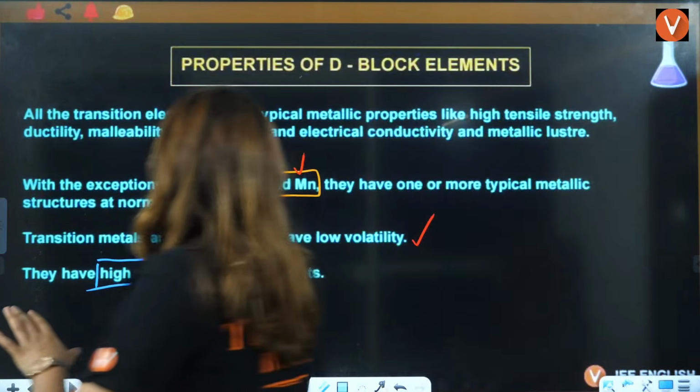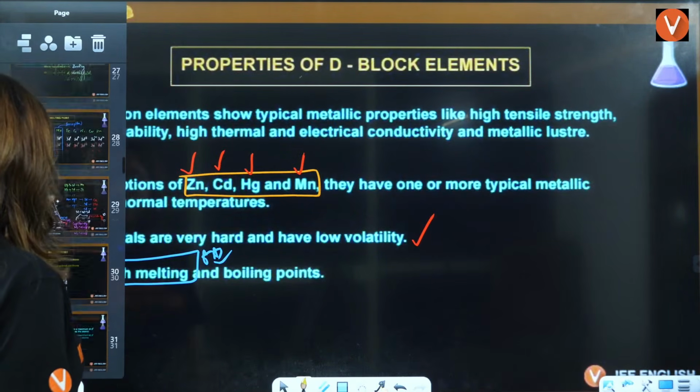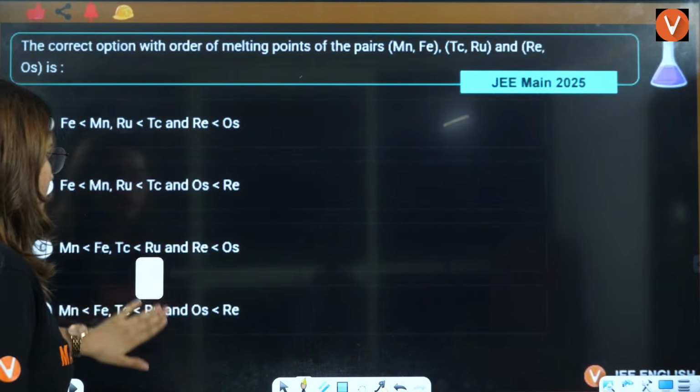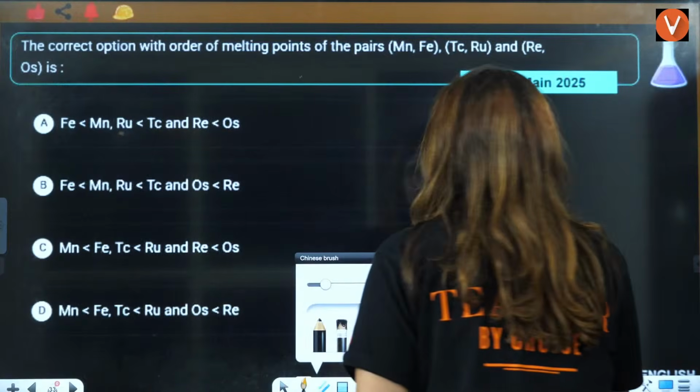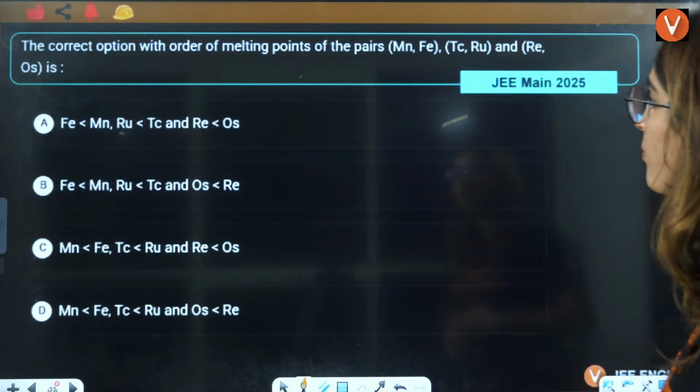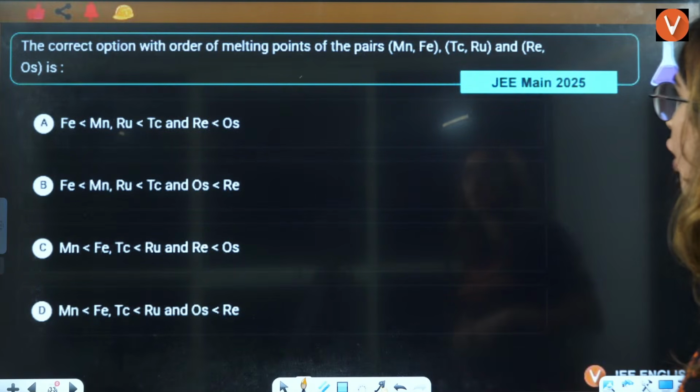Okay? So, now who will answer the next question based on melting point? Shall we see that? It is the correct option, the order of melting points of the pairs.